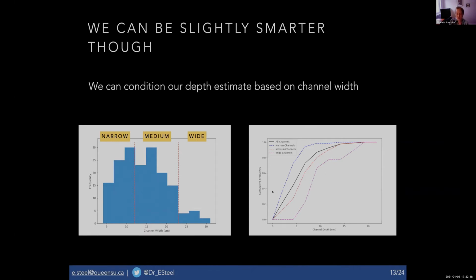So now what we can do, if we're interested in being a little bit smarter about the way that we estimate our channel depth, is use a random number generator. And if we know that the channel, for example, is a really narrow channel, we would give it a narrower depth where it hits this CDF. So this is the way that we're going to identify where our channels are and then roughly estimate how deep we think those channels might be.